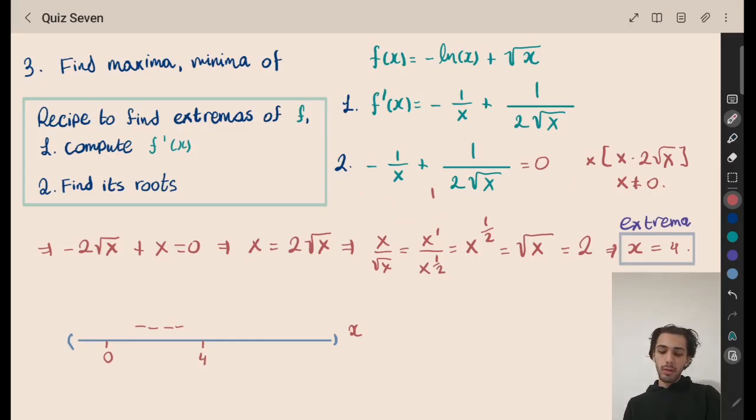And then if I plug in a number which is greater than 4, so let's say I plug in 10, you get minus 1 over 10 plus 1 over 2 square root of 10. Maybe I'll choose another number. Maybe I'll choose square root of 9. So square root of 9 is 3. 2 times 3 is 6. And so this is bigger than minus 1/9. So this is going to be positive.